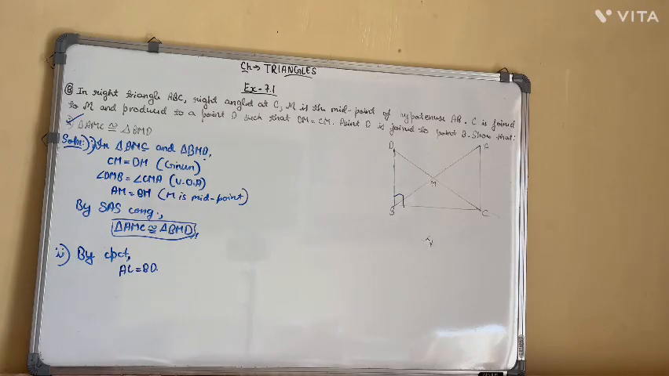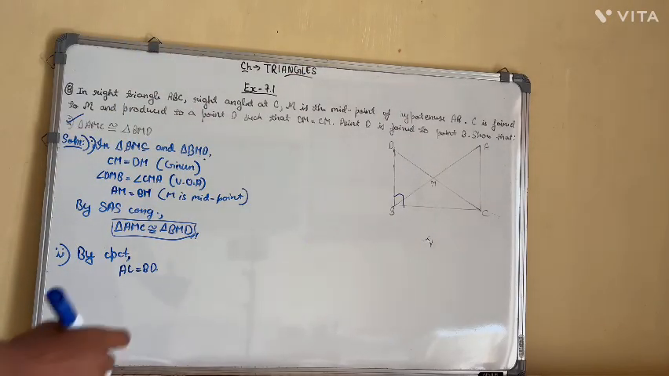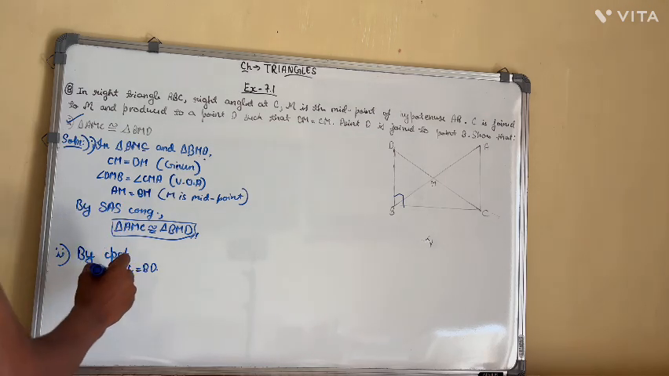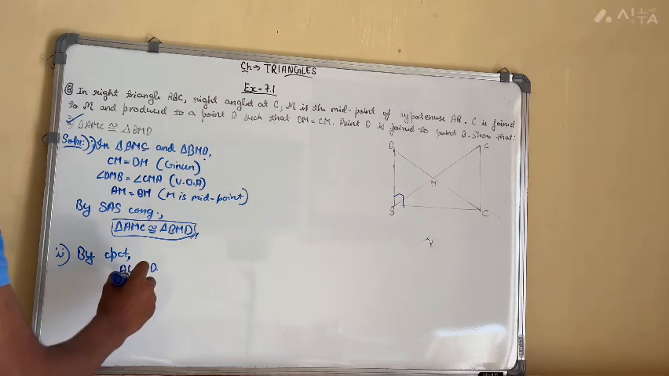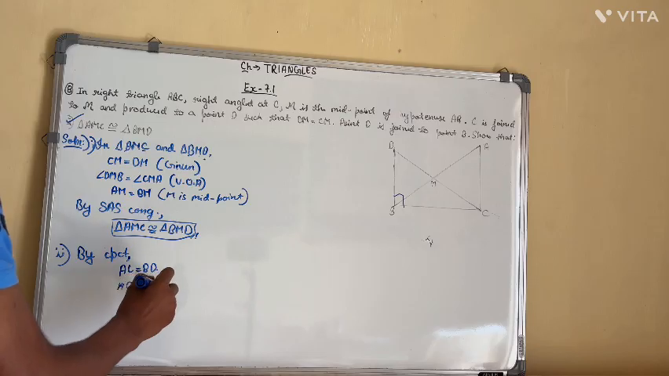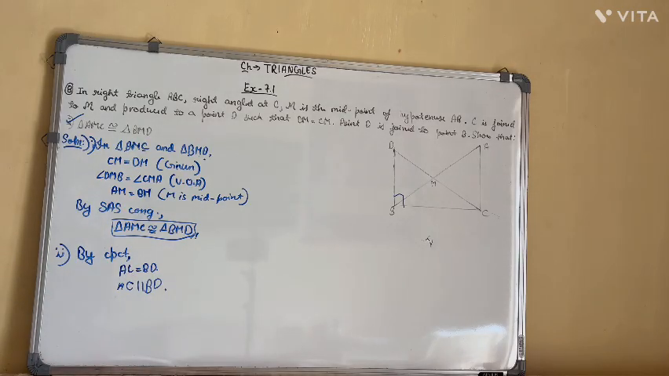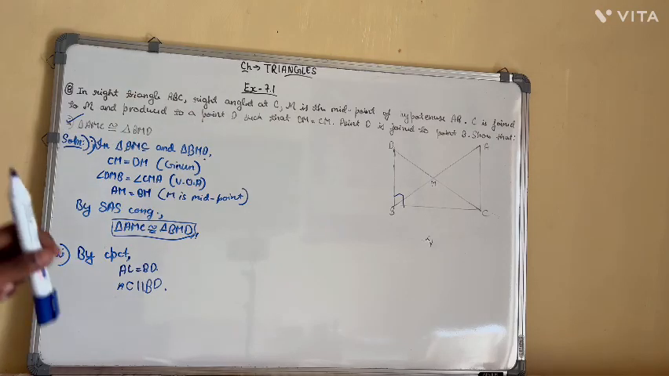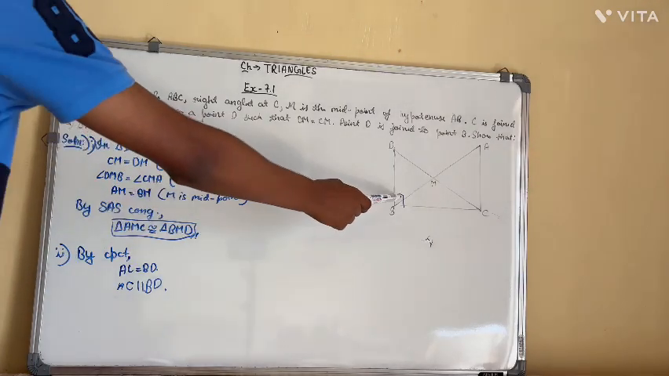So these are corresponding sides. If they are corresponding sides, then we can also say AC is parallel to BD, and you can see that in the figure also. Now we have to prove that this angle is 90 degree.